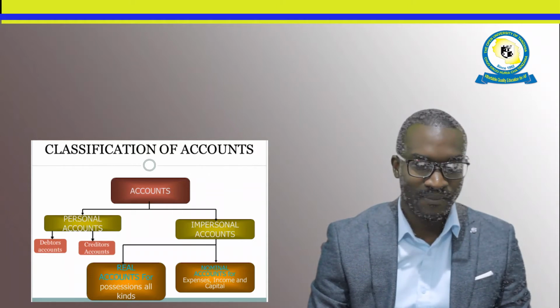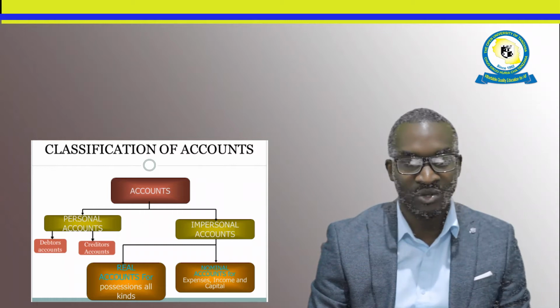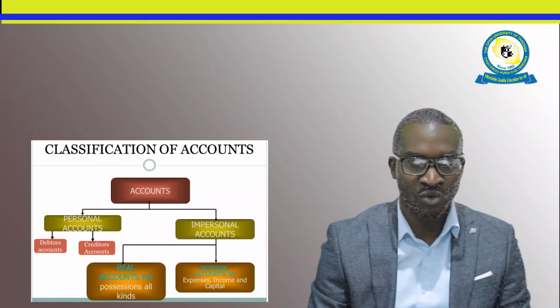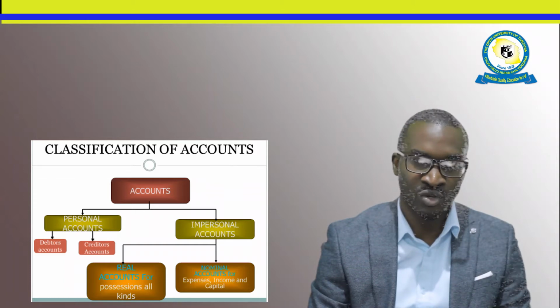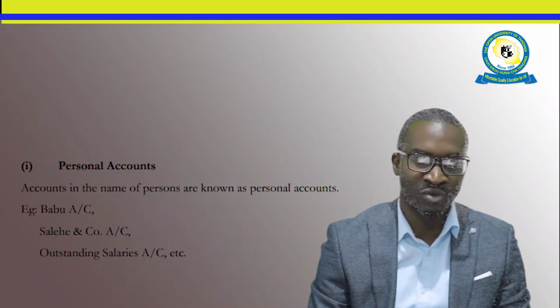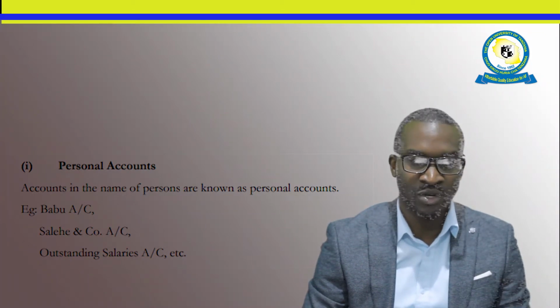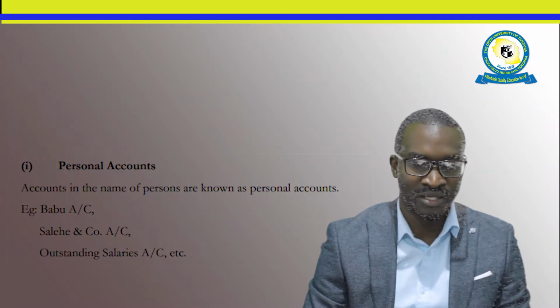Now, the name itself, personal, and as I've said before, we are going to deal with the creditors and debtors. So accounts in the name of a person are the ones that are known as personal accounts. For example, when you have the debtors, of course you're going to have the names of those debtors. For example, if you are indebted to someone, then you're saying Baba account, or Sali account, or Kuru account, or Saganga account, all these being debtors, and they fall under the personal account.